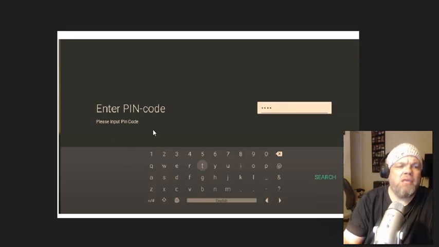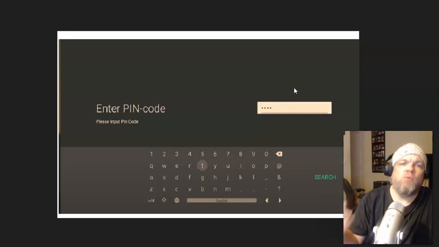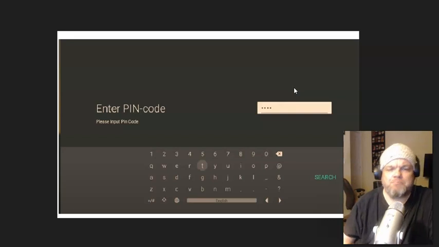Remember, the default PIN for the Formulers is 0000. So if you forgot it, or you don't remember if you put a password on there, just try entering 0000 and see if that will get you back in.